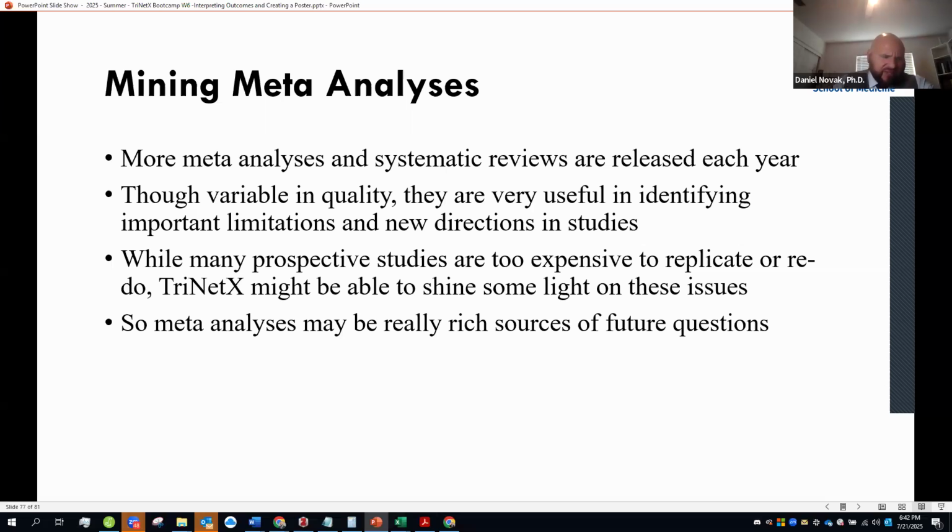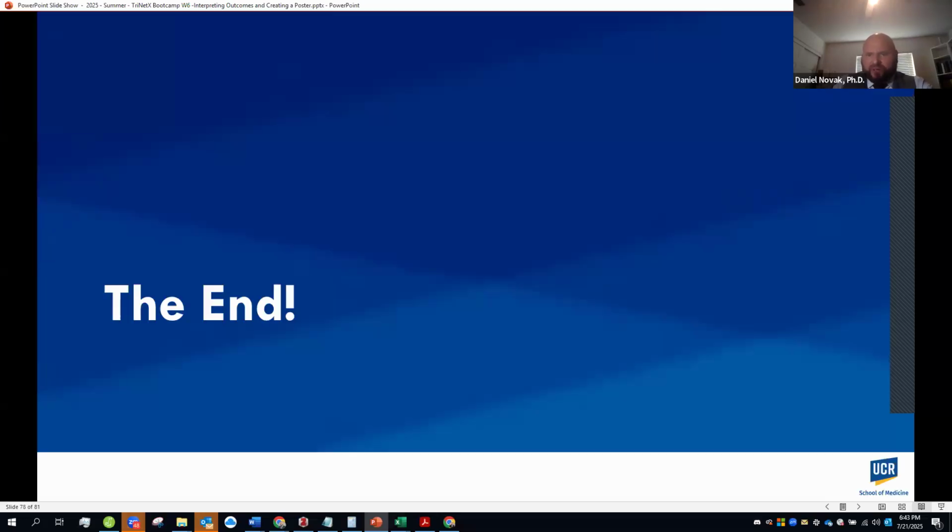One other thing that I think is going to be really valuable in the future is to mine meta-analyses. More meta-analyses and systematic reviews are released each year. Though variable in quality, they are really useful in identifying important limitations and new directions in studies. And while many prospective studies are too expensive to replicate or redo, TriNetX might be able to shine some light on the issues identified in meta-analyses. So meta-analyses may be a rich source for future questions, and a great way to assess what needs to be done and what TriNetX can do well for folks.